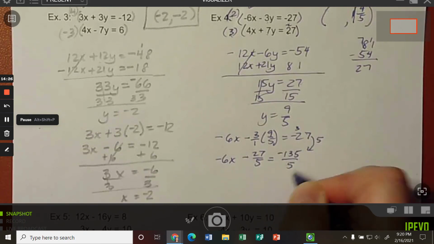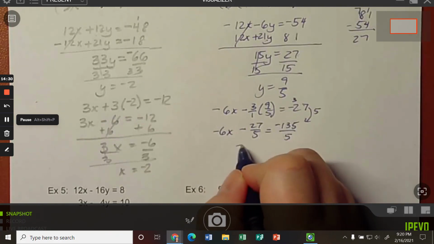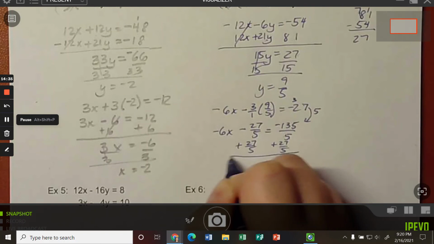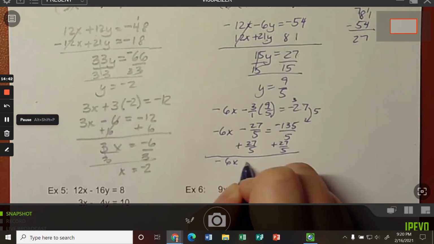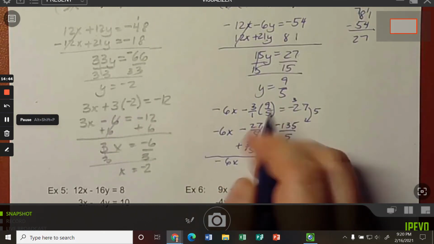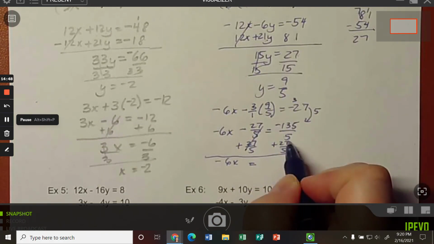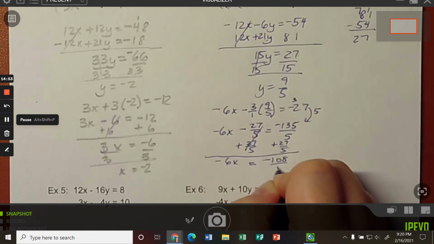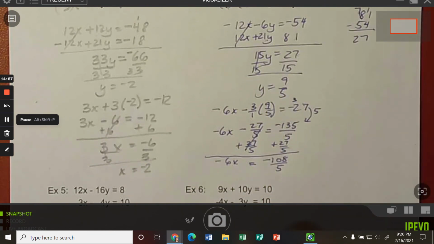You can use a calculator on this too. I just don't have mine here with me, so I'm going to add 27 fifths. And I got negative 6x, and I'm running out of space here. These are going to cross cancel, equals, that's going to be negative 108 fifths. And again, you can use your calculator for these and use decimals. I'm just going to do the fractions because I don't have my calculator with me.